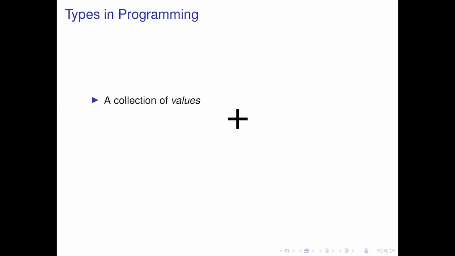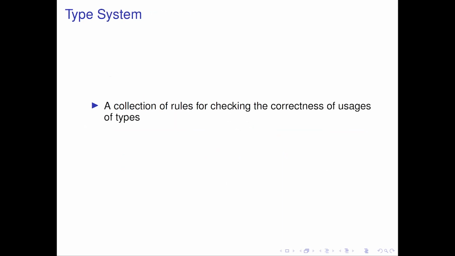So a type is a collection of values. This is true in mathematics and programming. It is a collection of values, but more than that, it is also the operations that are permitted on these values. Together these two things make a type. And in programming, we also have what is called a type system, which tells us how to check the correctness of usage of types.